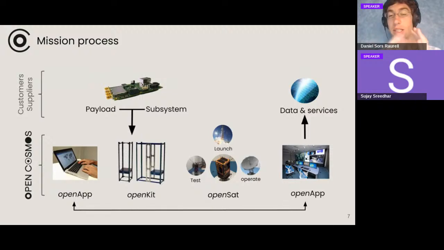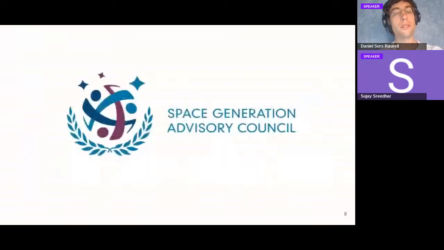Essentially, we use these methodologies, these processes, to simplify the qualification of technologies, so they can be integrated easily into OpenSat, into the satellite platforms, and we take care of the test campaign, launch, operations, all the bureaucratic aspects of it on behalf of our customers. So at the end of the day, using the same online platform, OpenApp, the users can get the data and operate their payloads once it's in space. So that's a bit about OpenCosmos.